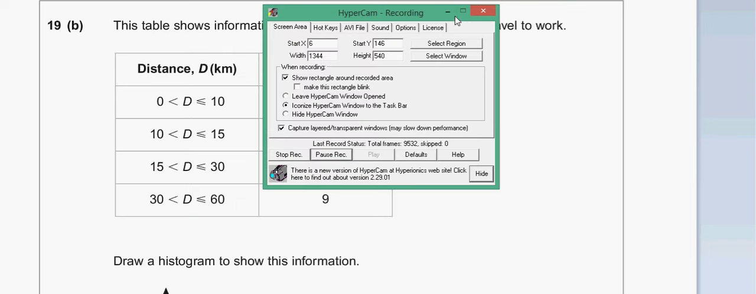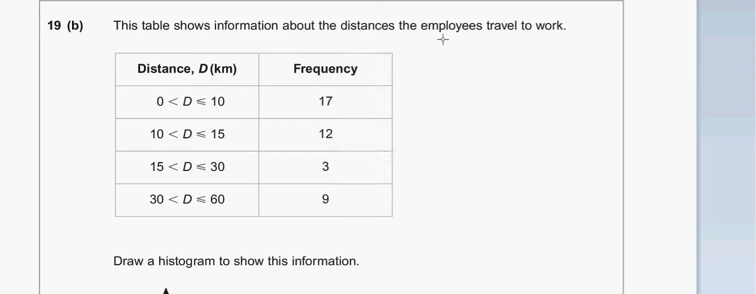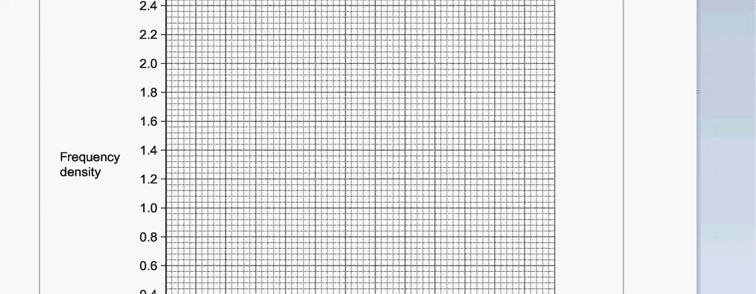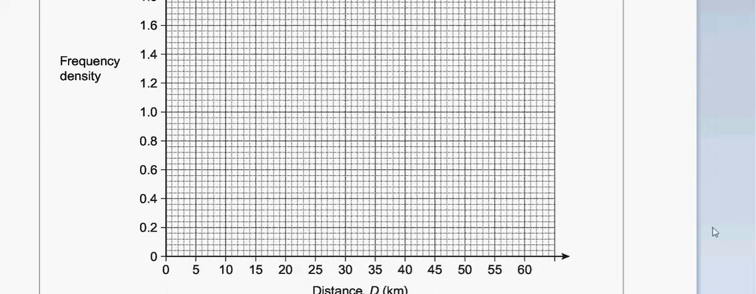Okay, so this table shows information about the distances the employees travel to work. So 17 travel from 0 to 10, 12 from 10 to 15, 3, 15 to 30, and so on. And we need to draw a histogram. Now the histogram, they've drawn the graph for us. They've put our distance here and our frequency density here.